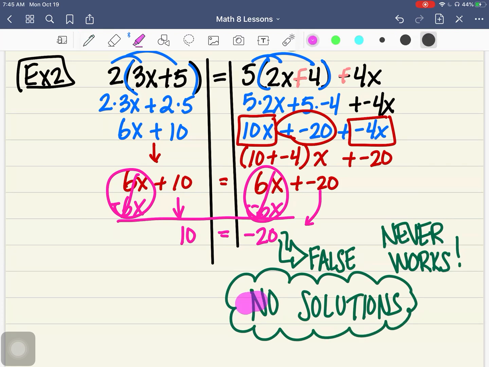No solutions that work at all. It's just not going to happen. No matter what I choose for x, the left side will never be the same as the right side. So those are the two situations.